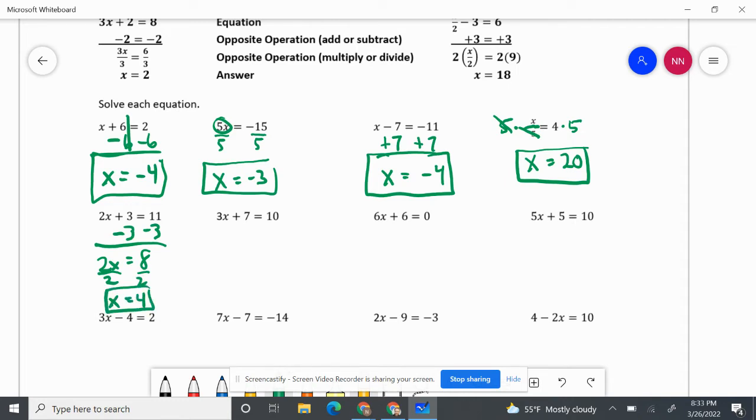For the next one, what we're going to do is we're going to subtract the 7. And we get 3x is equal to 3. Because we're multiplying by 3, we're going to divide it by 3. 3 divided by 3 is 1.